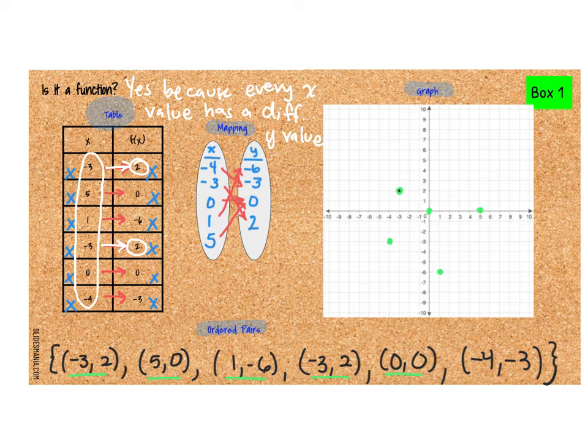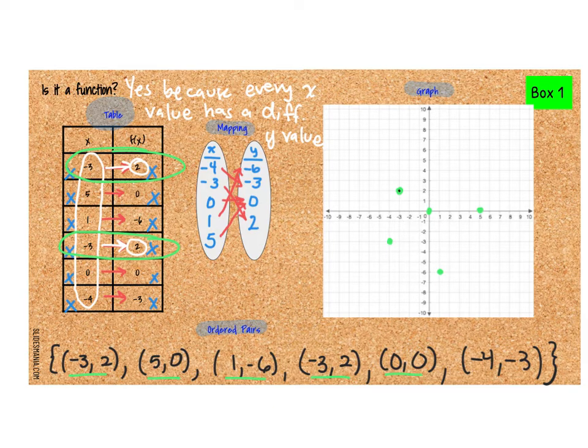Now, if you're thinking, wait, Mr. Franco, but this one doesn't have a different one. It doesn't. I know it doesn't. It's the same one, but it's also the same x. So if the x values repeat, the only way that it's acceptable is if they have the same output. In this case, they do. They both have 2 and 2 as the output. So this is a function.